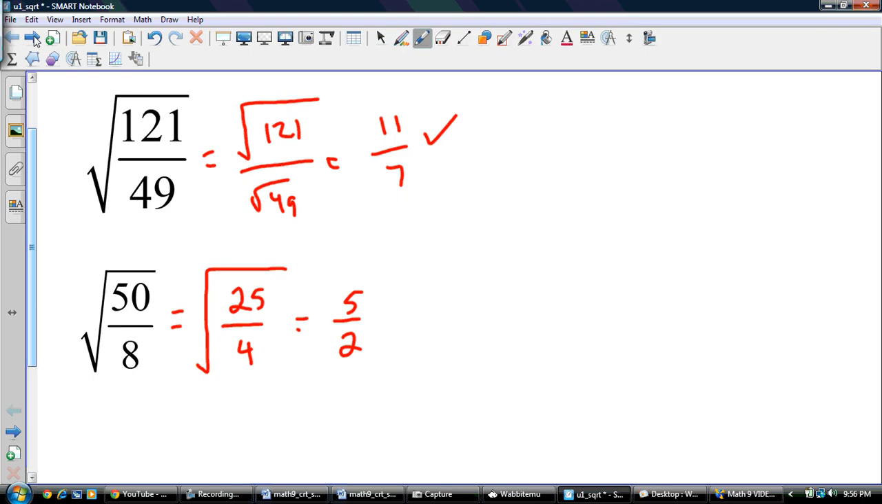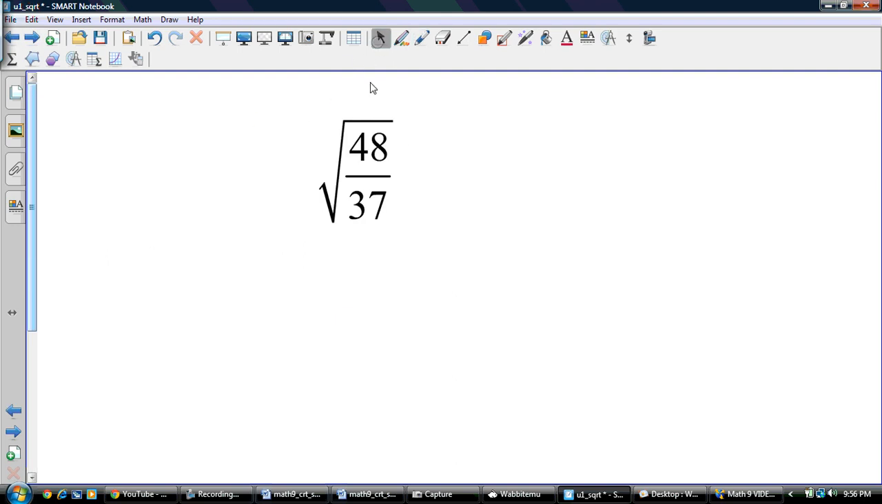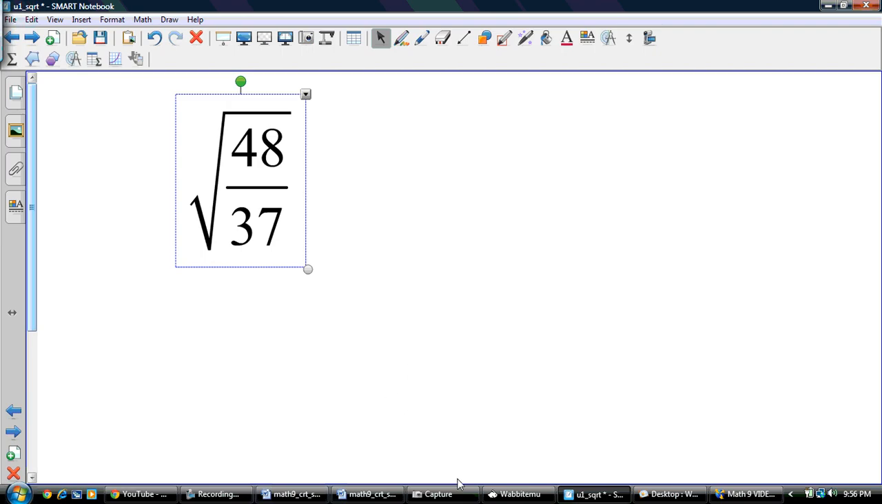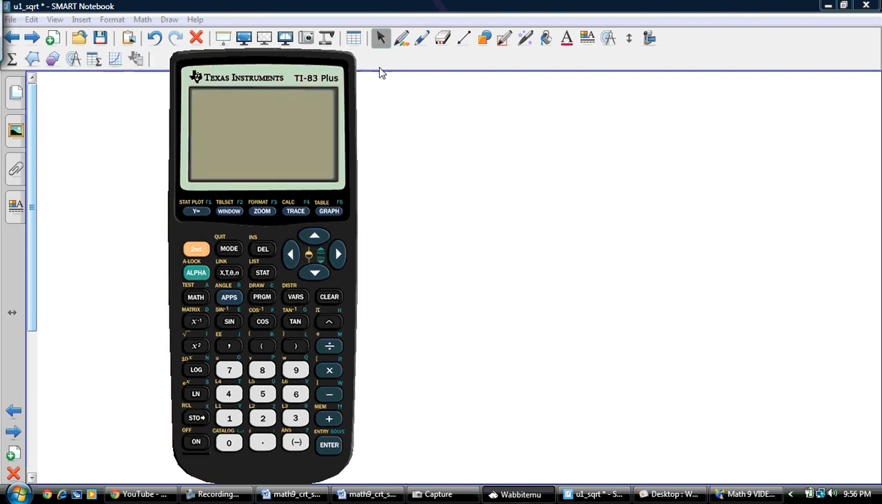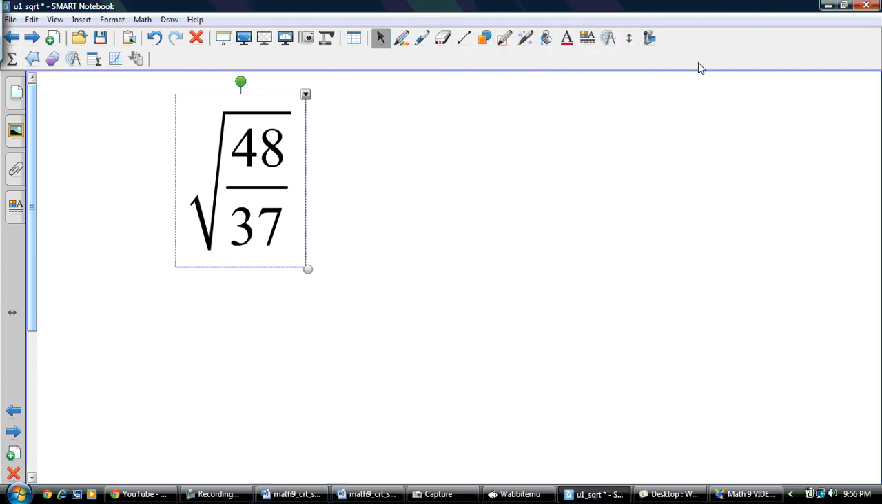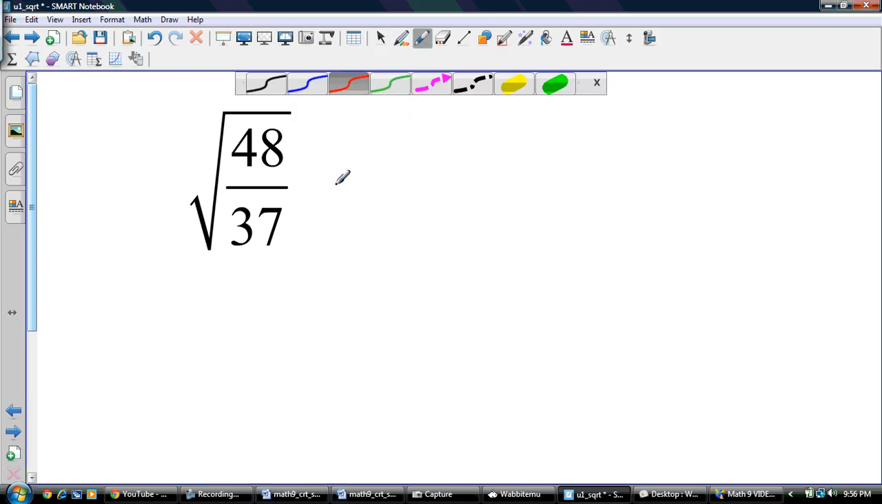But now, what if you have a situation where you can't reduce? Well, if it was a multiple choice question and the answer was all in decimals, I could take out my calculator and go 48 divided by 37, which equals some weird decimal. I take the square root of that, and I get 1.13898959595. But that's not a skill. Anybody can do that.